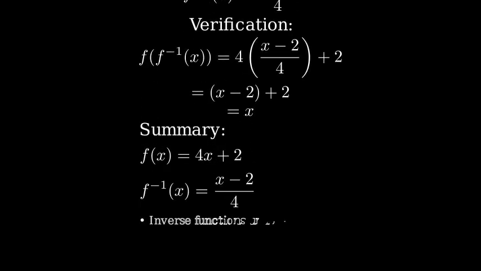To summarize, the inverse of f of x equals 4x plus 2 is f inverse of x equals x minus 2 over 4. Remember, inverse functions undo each other's operations, and their graphs are reflections across the line y equals x.